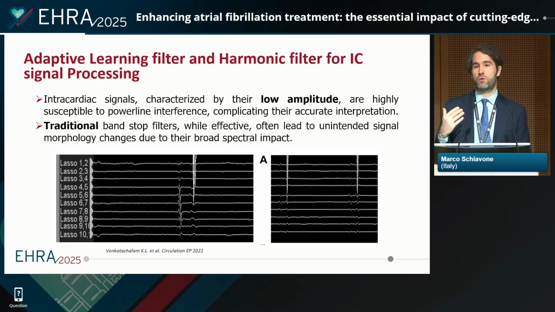Whenever we are trying to minimize interferences and avoid some noise on the ECG recording channels, coronary sinus, lasso catheters, and all the catheters we are currently using in our labs, we may lose something in our signals. So the idea is to find the best compromise, eliminating noise while preserving the integrity of the cardiac signals. Therefore, the traditional bandstop filters, while effective, may lead to unintended signal morphology changes because they have a broad spectral impact.